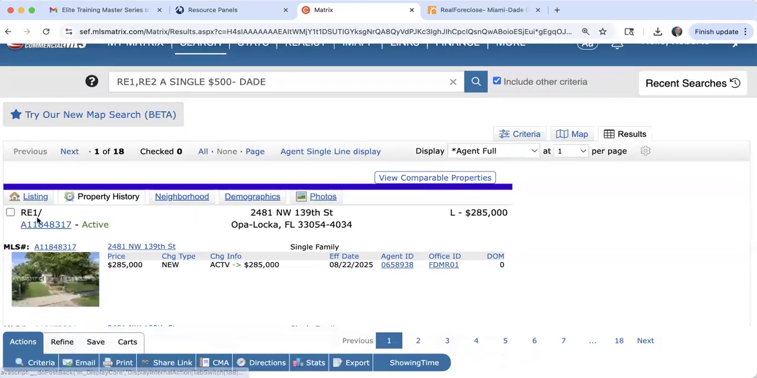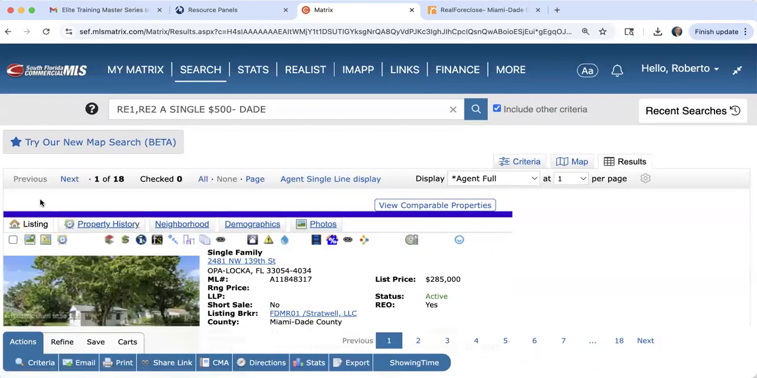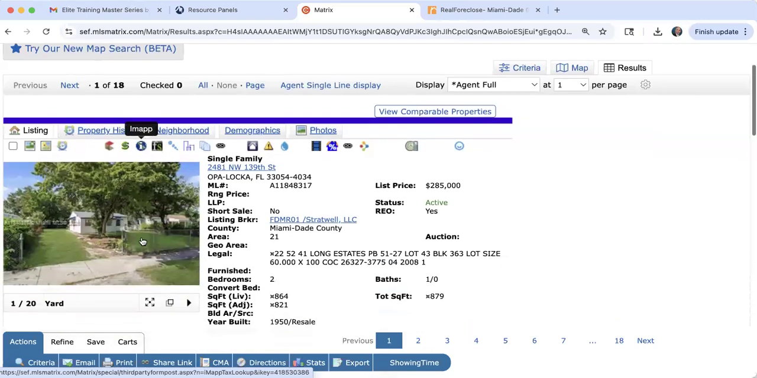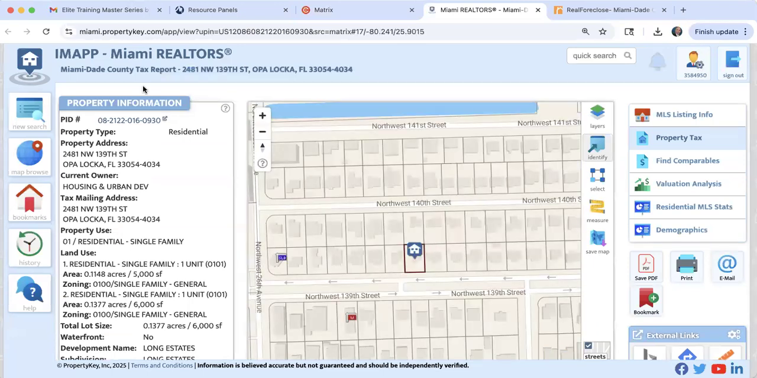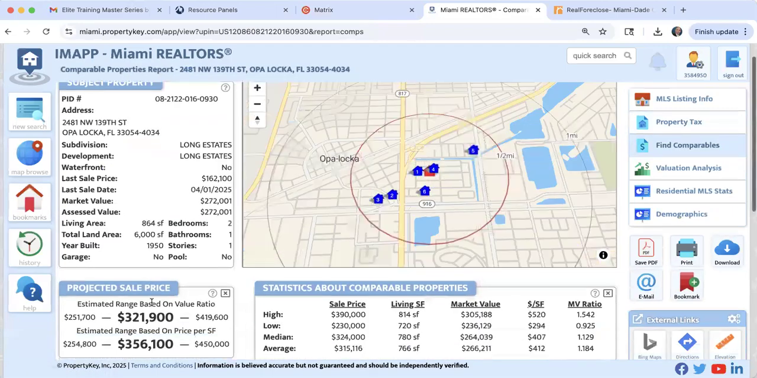All right, so I'm going to go back to the listing right here. What we want to do is determine the value of this property, so we want to run a quick CMA. Let's go ahead and click on IMAP. You see right here, that little symbol right here, that's IMAP. That's going to open up a different screen where we can run a CMA on this property. On the right-hand side, we will click on Find Comparables.